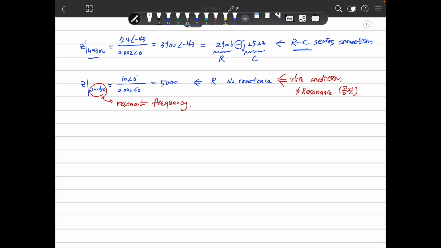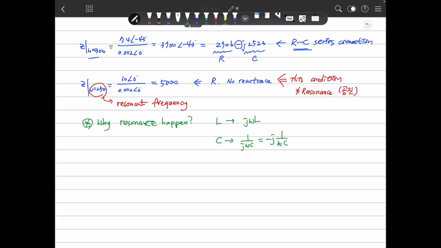Why does resonance happen? Because of the inductor L and the capacitor C. For L, the impedance is j omega L, and for C, it is 1 over j omega C, that is, minus j 1 over omega C.